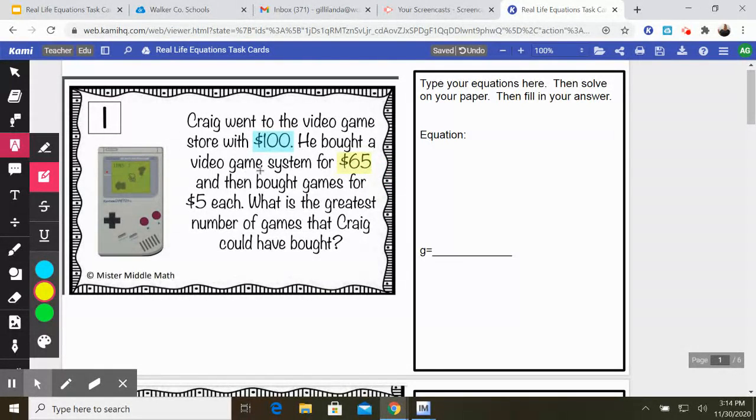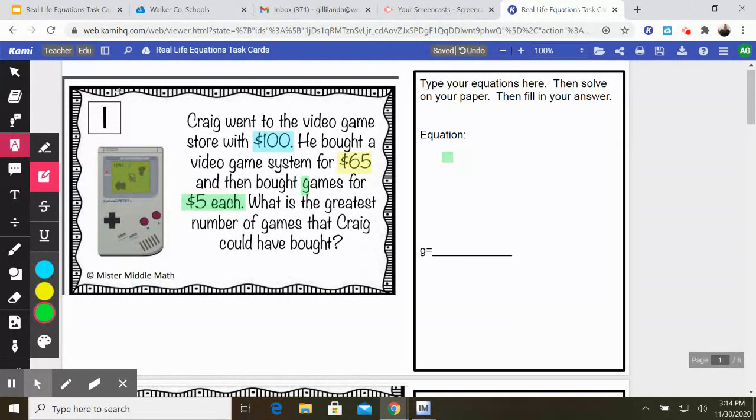And then it says he bought games for $5 each. Now, this tells me what I don't know. I don't know how many games he bought. So I'm going to highlight that. G is the variable that I'm going to use. And I know that they were $5 each. So however many games he bought, they were $5 each. So now I can come over here and write my equation.